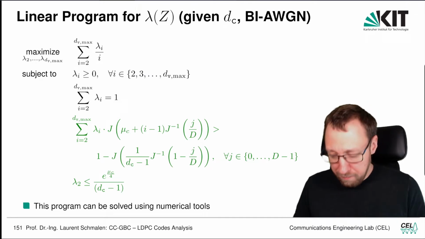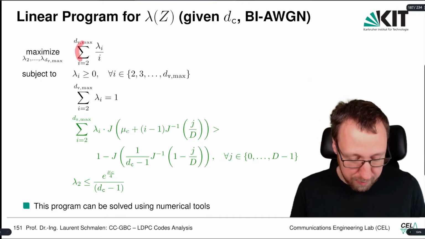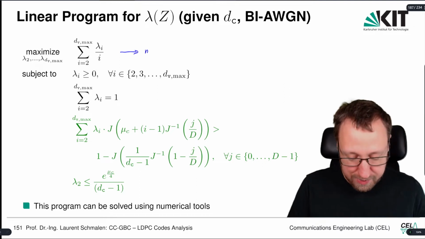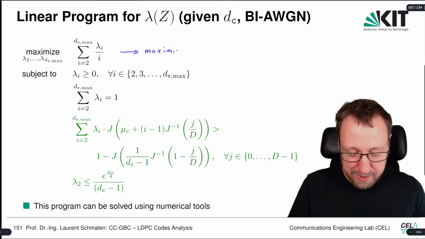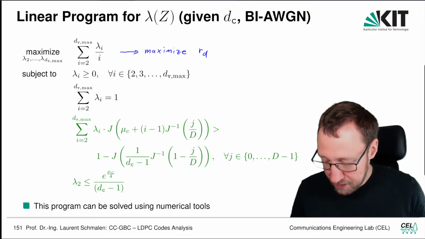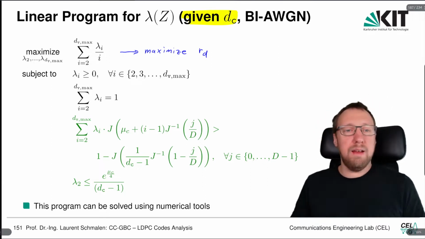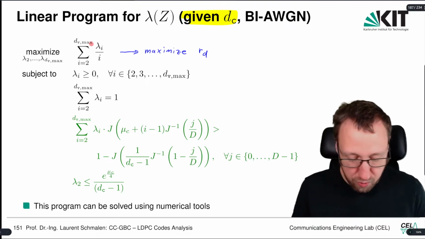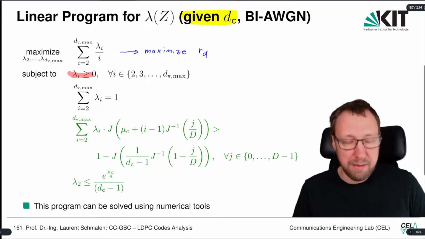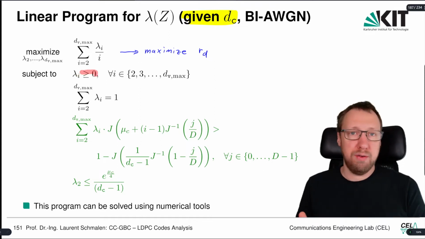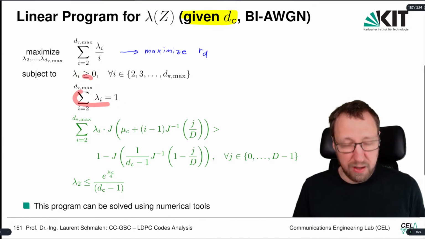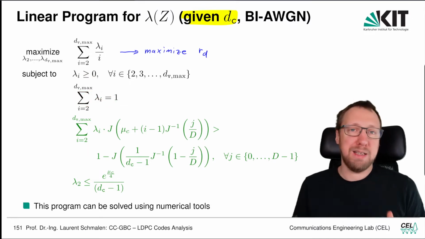So here is the optimization problem. Our target function is the maximization of the sum of lambda i divided by i. And if you recall from the binary erasure channel case, this is equivalent to maximizing the rate R. We fix the check node degree, so we fix dc. Then maximizing the rate is equivalent to maximizing this term. And then, of course, we need to have the usual conditions. Lambda i must be larger or equal than 0. Actually, they must be between 0 and 1. But they also need to sum up to 1. So if they are larger than 0, and we require them to sum up to 1, they must necessarily be between 0 and 1.